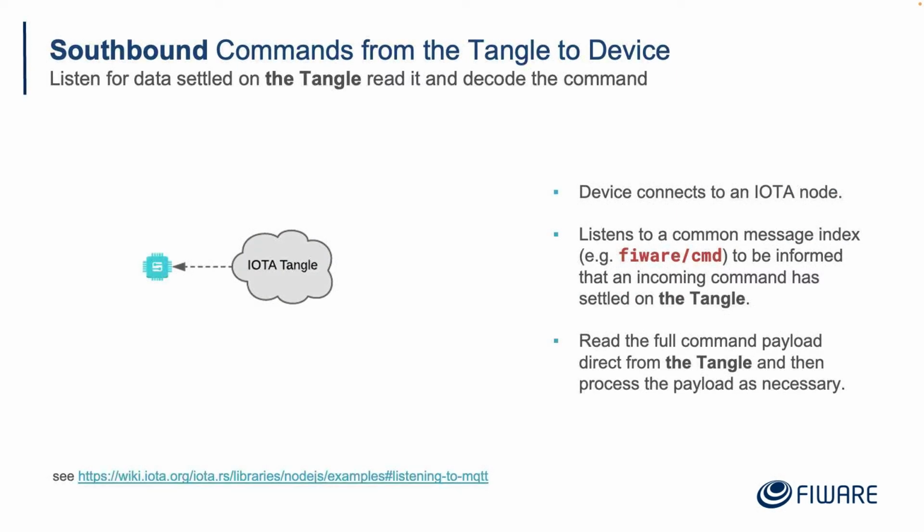Now, going the other direction, a device which is an actuator will need to, again, connect to the IOTA Tangle. It will need to listen on a common message index. You'll notice this time we're using FIWARE command rather than FIWARE-IOTA, so that we're informed, hey, something's happened, so let's go off and do something. And indeed, all that the device needs to do is listen and then retrieve the data and unpack it.